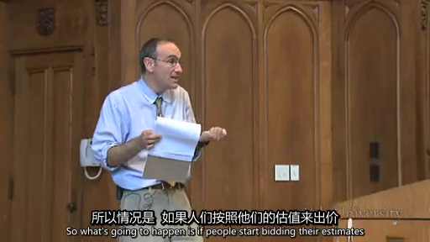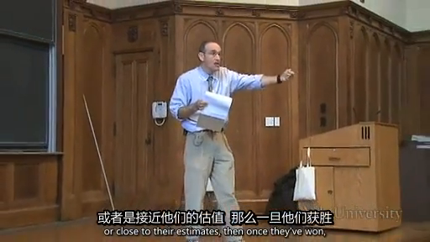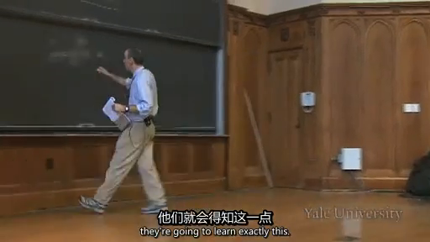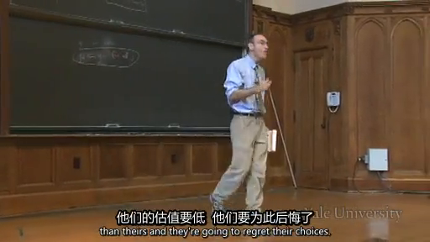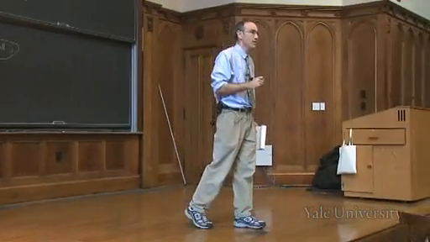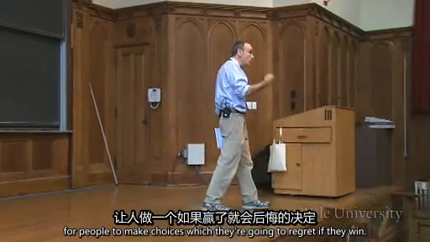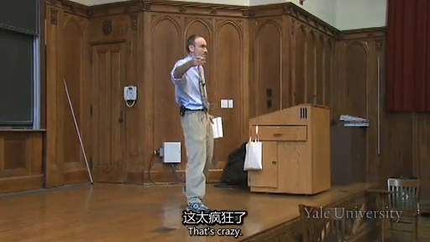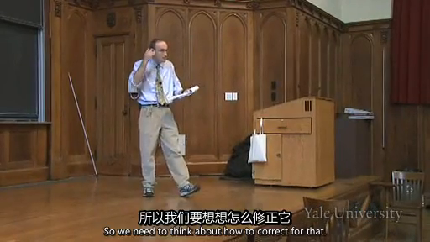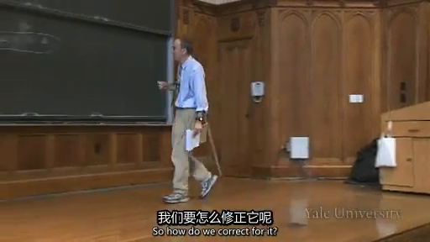So what's going to happen is if people start bidding their estimates, or close to their estimates, then once they've won, they're going to learn exactly this. They're going to learn that everyone else's estimate was lower than theirs, and they're going to regret their choices. It can't be an equilibrium for people to make choices which they're going to regret if they win. That's crazy. So we need to think about how to correct for that. So how do we correct for it?